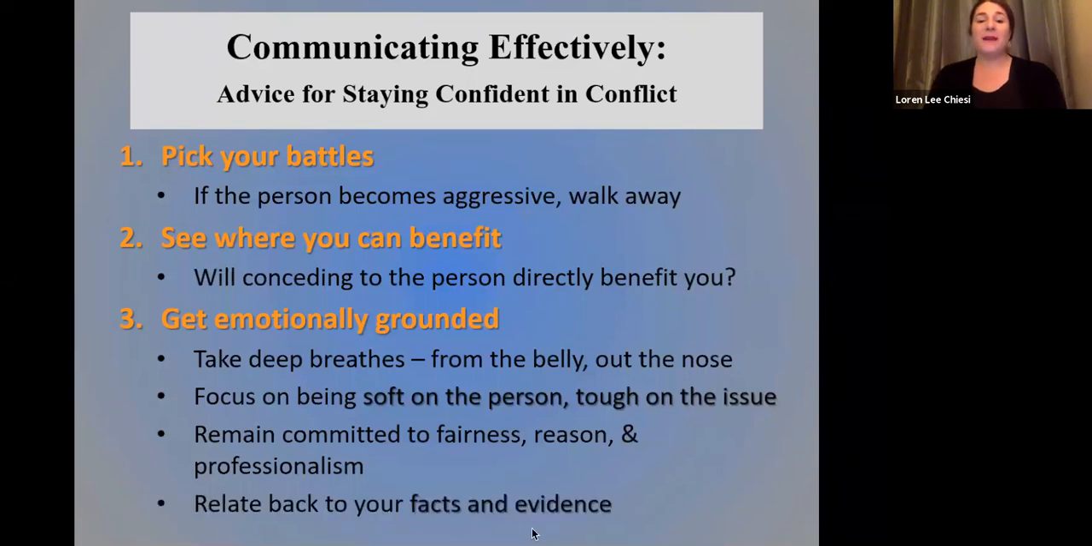And always relate back to your facts and evidence. If you have a really strong foundation of good facts and good evidence, you know what the problem is, you're really clear on the specifics of the problem, and you have a thoughtful resolution, there's no reason for you not to be confident going into your communication. There's no reason for you not to feel like what you're saying is just, that it's important, and that it's necessary in order to resolve the conflict.